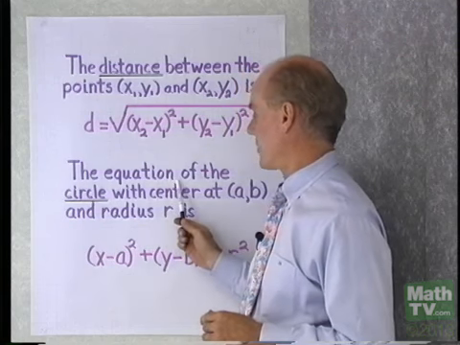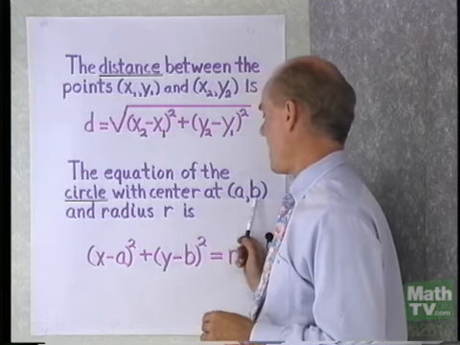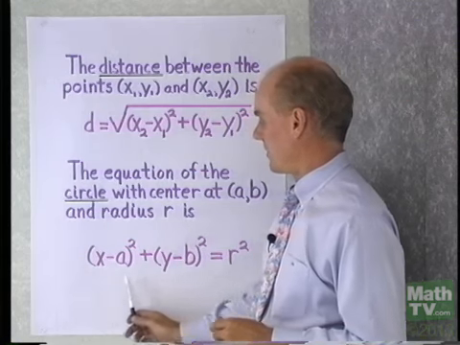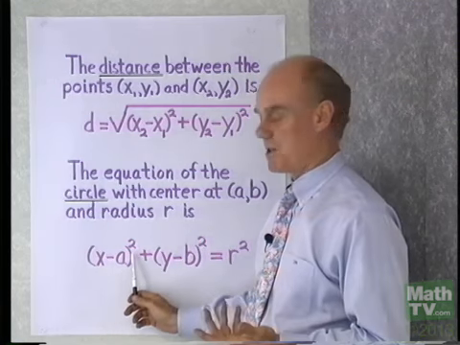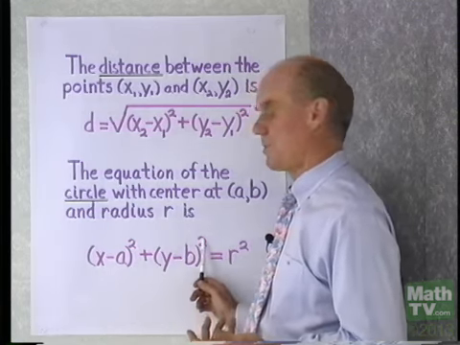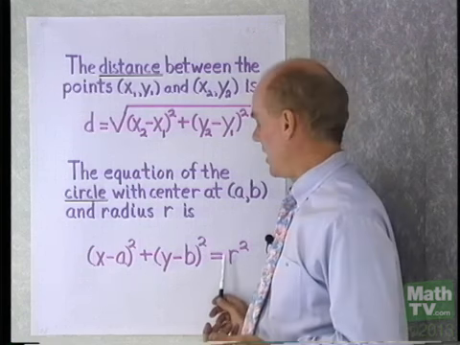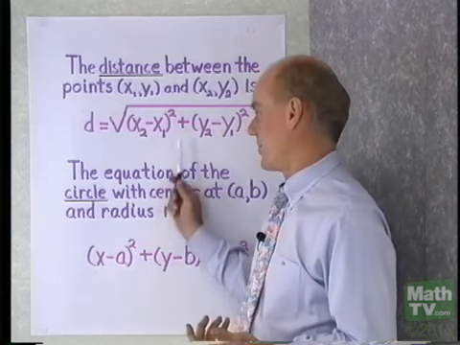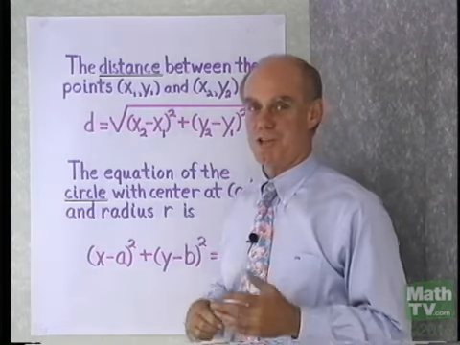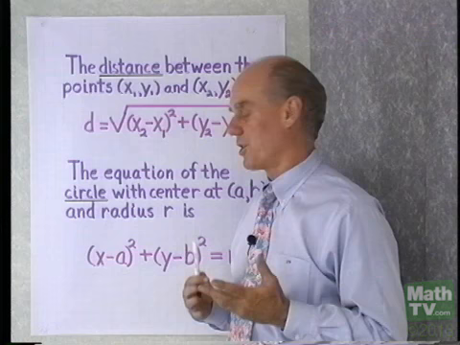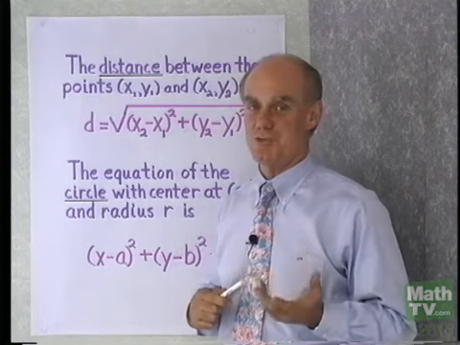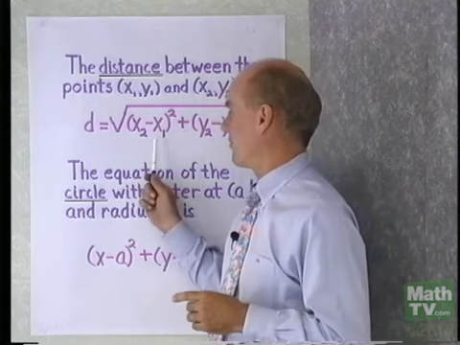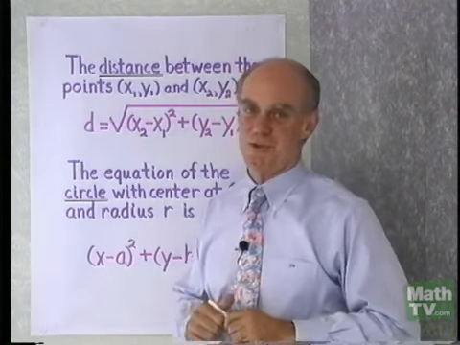Now, the equation of a circle with a center at the point (a, b) and a radius of r is given by (x minus a) squared plus (y minus b) squared equals r squared. Now, this formula for the equation of a circle comes from the distance formula, and if you want to see the derivation of that, you're going to have to look in the book. All we want to do in the video lesson here is see if we can use these two formulas. So first, let's look at an application of the distance formula.